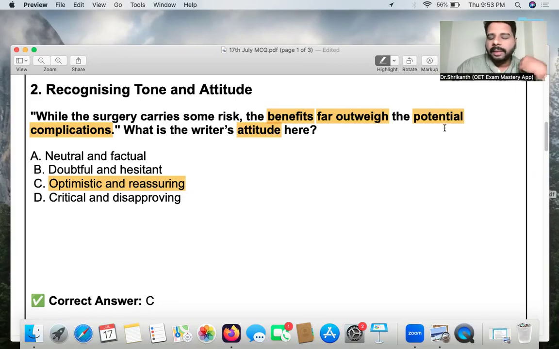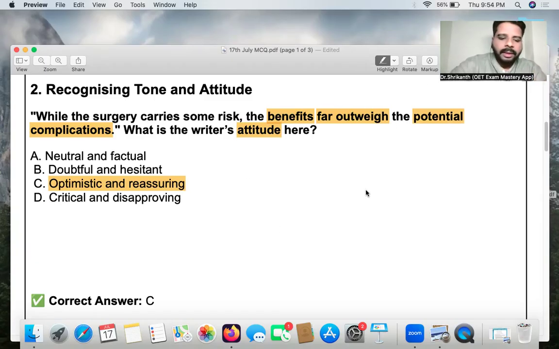So there may be complications, but the benefits are much more in number. The quantity is much more. So that is the meaning of outweigh. Here he is saying the benefits are more, so he is optimistic, positive and reassuring. Critical and disapproving will not be the answer. Critical basically means the complications are more. So that is the meaning of outweigh. All right, very good job.